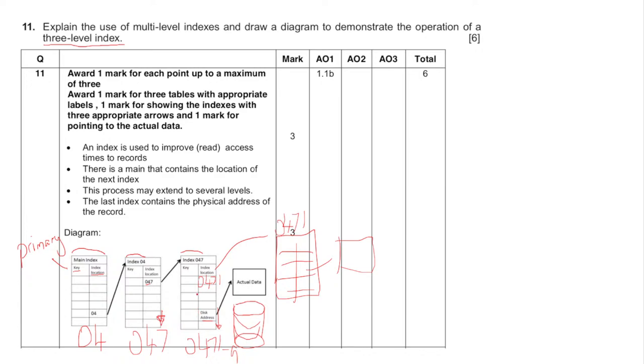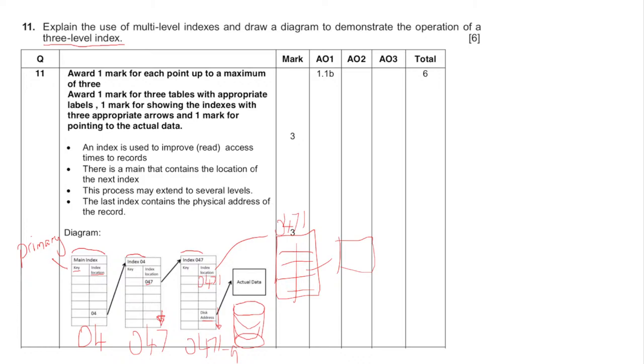What does it say next to key? It says index location. So it says there is a main that contains the location of the next index. This process may be extended to several levels. The last index contains the physical address. The physical address. All right.